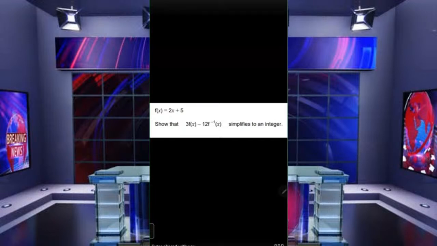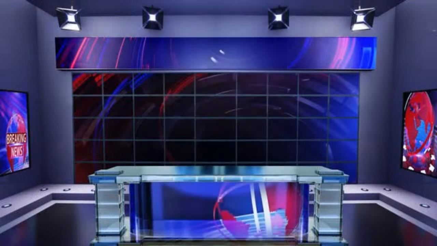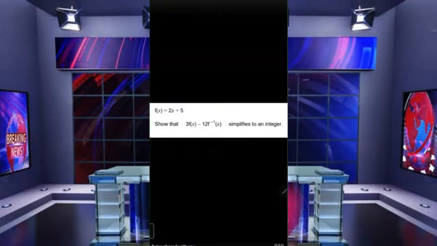Okay, so today we have this amazing question. I want you to write down this question. It's still on the screen before I take it up to share my whiteboard so that I can solve the question. The question says f of x equals 2x plus 5. And then we have to show that 3f of x minus 12f inverse of x simplifies to an integer.